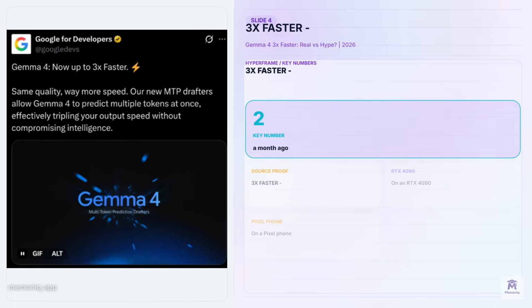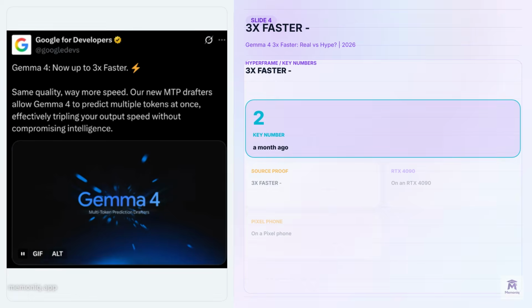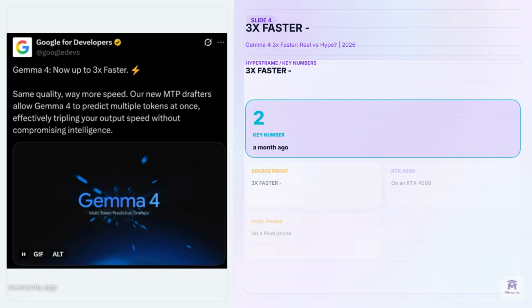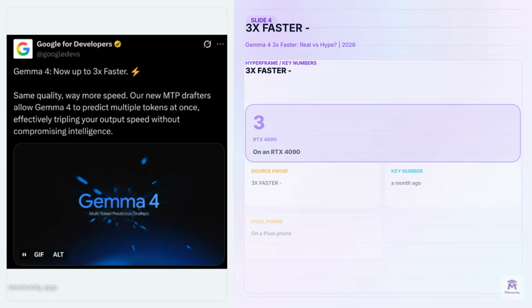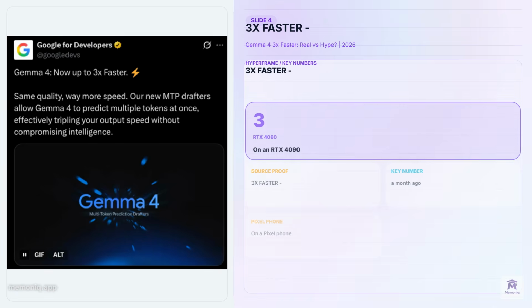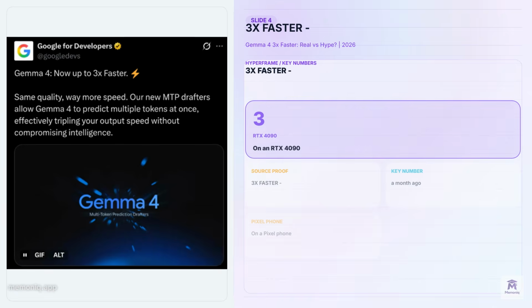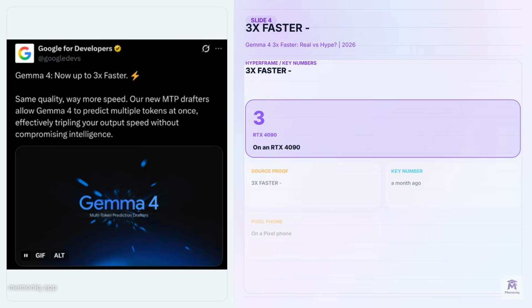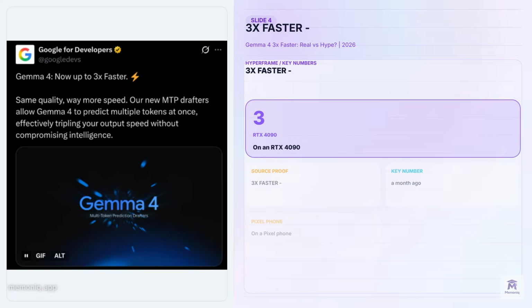On an RTX 4090, the Gemma 4 31B dense model went from generating around 8 tokens per second to roughly 24 tokens per second. That's the difference between a model that feels broken and one that responds faster than you can read. For the smaller models, the numbers get even crazier. On a Pixel phone, the E2B model hit 3.1x faster and the E4B got 2.8x.